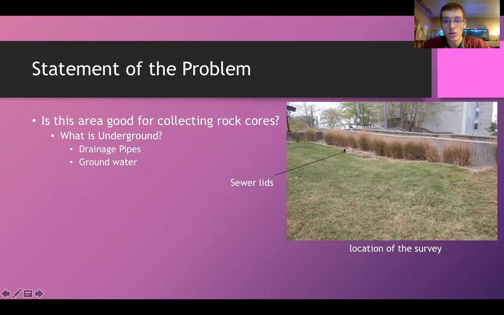As you can see, there are sewer lids which indicate that there is underground piping in this area. And I want to make sure that there is no piping coming across this hill, because if there is, collecting cores on this side of the hill will be very, very difficult.